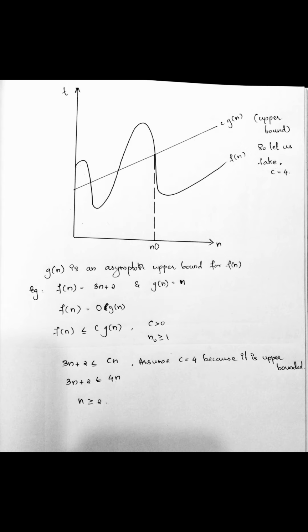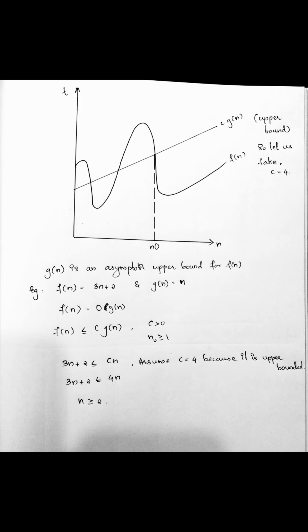So let me take the example, f of n equal to 3n plus 2 and g of n equal to n. Now what is the formula? f of n equal to big O g of n. This formula satisfies the condition of f of n less than or equal to c g of n, where c greater than 0 and n naught greater than or equal to 1.